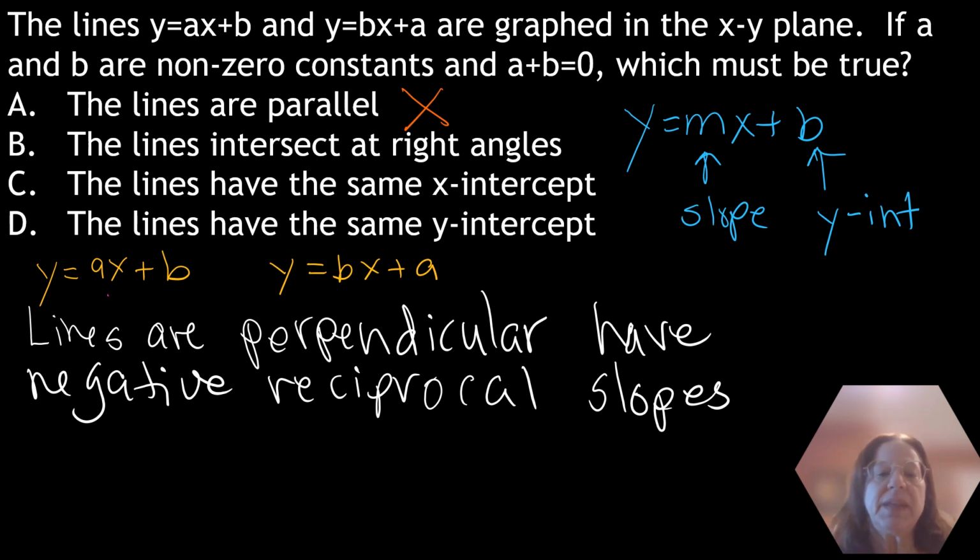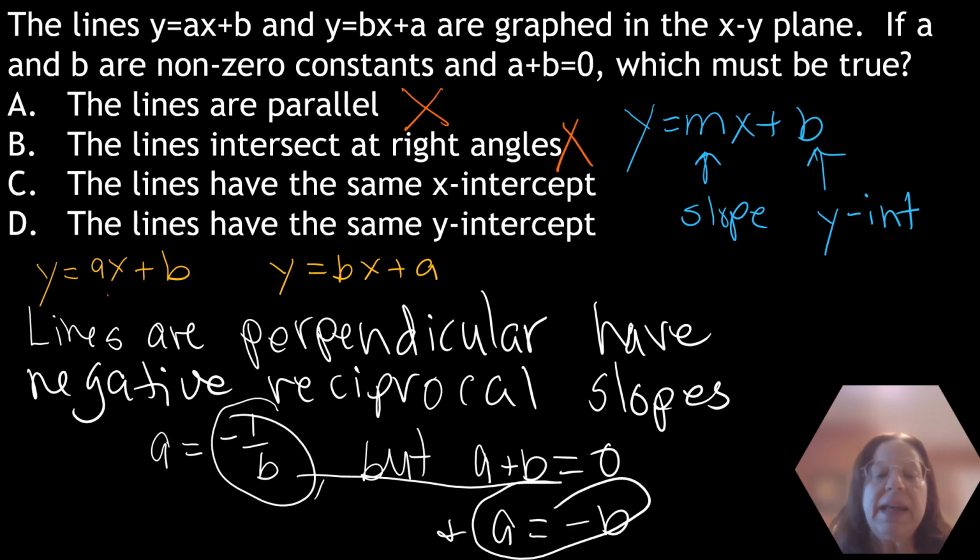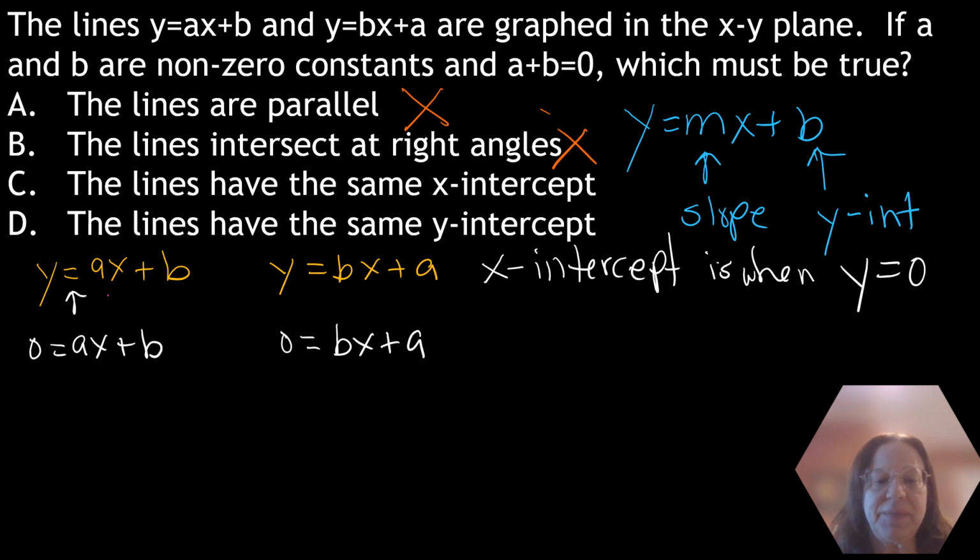Let's look at B. The lines are perpendicular. That means they intersect at right angles, and they have negative reciprocal slopes. So that means a would equal negative 1 over b. We know that a and b are not 0, so that's possible, but a plus b still equals 0, so a would be negative b, not negative 1 over b, so B cannot be correct.